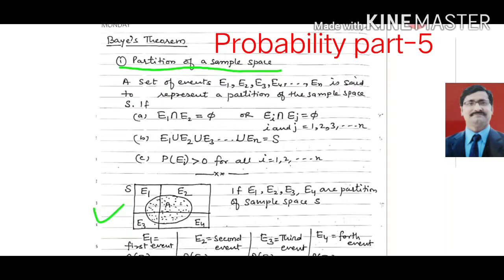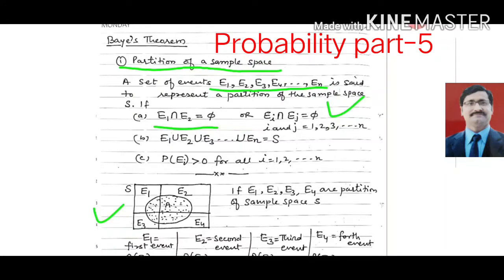A set of events E1, E2, E3, E4 up to En is said to represent a partition of the sample space S. It is a partition when E1 intersection E2 is a null set, and the same for E1 E3, E2 E3, and all other intersections will also be null sets. This means every event will be a disjoint event: E1, E2, E3, E4 up to En.